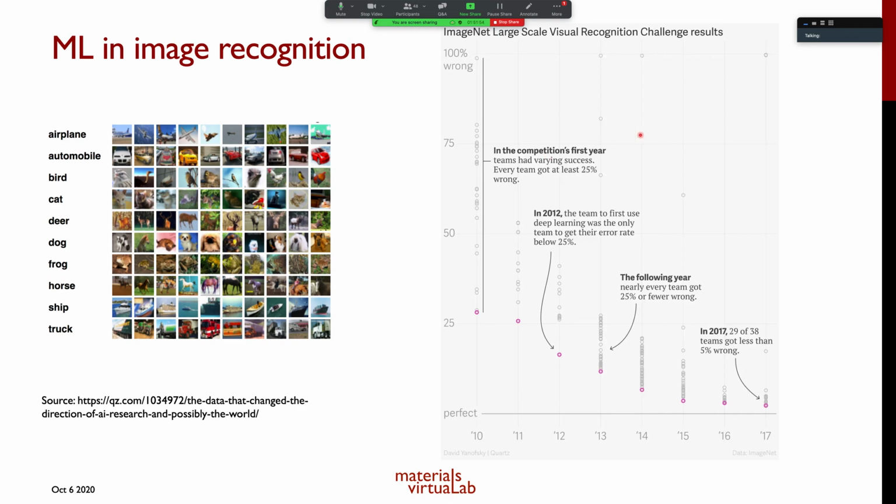You will notice that in recent years, the performance of machine learning models has improved significantly. Back in 2010, which was just 10 years ago, every team got at least about 25% of the classifications wrong, which means that they had an accuracy of around 75%. By the time we are talking about 3 years ago in 2017, most of the teams got less than 5% of the classifications wrong. And in the past 3 years, this has actually further improved.